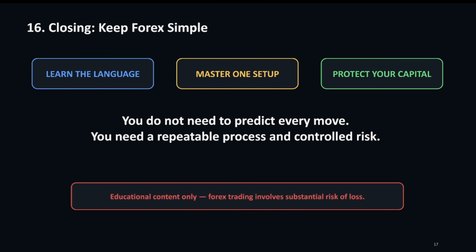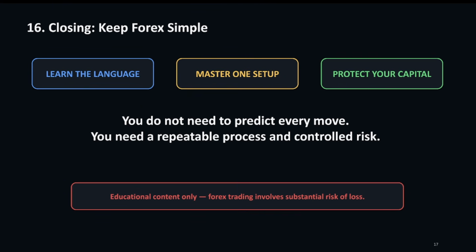The next thing you want to do is master one particular strategy and one particular setup. Whether it's break and retest, utilizing support and resistance, which is something that I use. I know there's a variety of strategies out there, but I just try to keep it as simple as possible. The next thing you want to do is protect your capital, using proper risk, not using your whole account, not blowing your whole account on one potential trade. You do not need to predict every move. You need a repeatable process and to control risk. So you need a strategy and a plan that every time you show up to the charts, you're going to follow step by step.